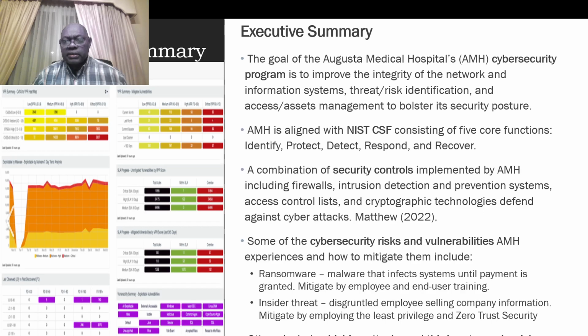Some of the cybersecurity risks and vulnerabilities the hospital experiences include ransomware. These are malware that infect the system until payment is granted. Mitigate this with employee and end user training. Insider threat, disgruntled employees selling company information. You mitigate this by employing least privilege and zero trust security. Others include phishing attack and third-party vendor risk.